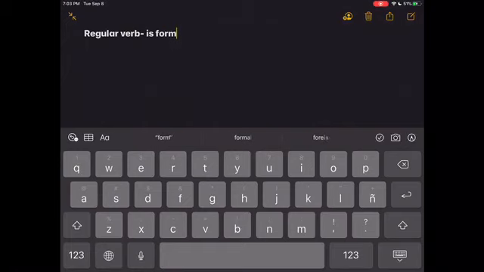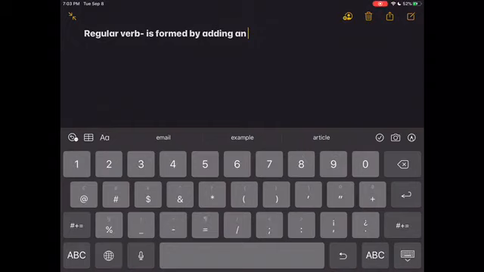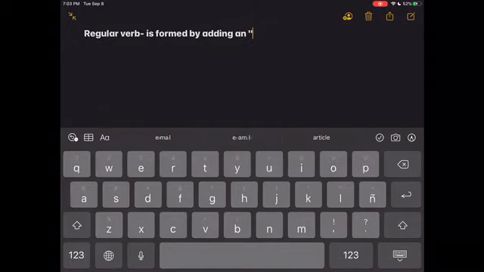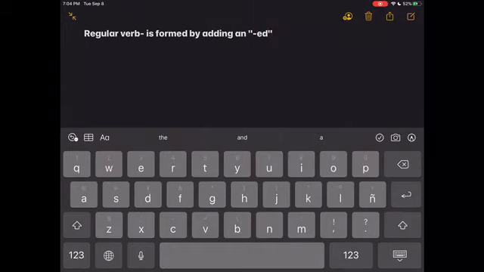a verb that follows standard patterns in its inflections. So the past tense of a regular verb is formed by adding an ed at the end. Okay? So basically I'm here writing the short definition of a regular verb, and you're going to be seeing how it will work when you have a regular verb.